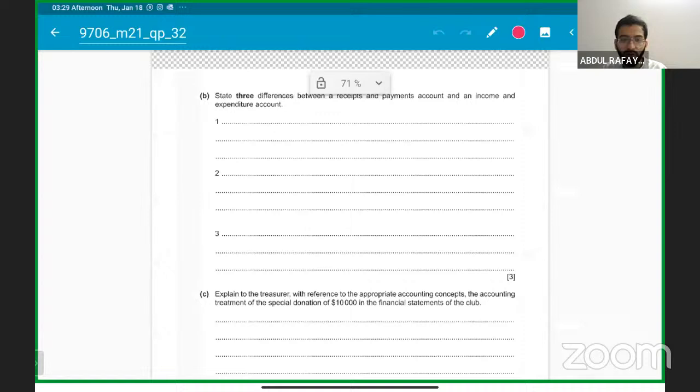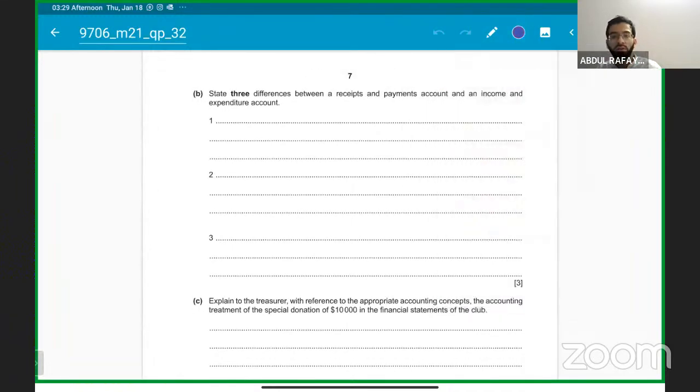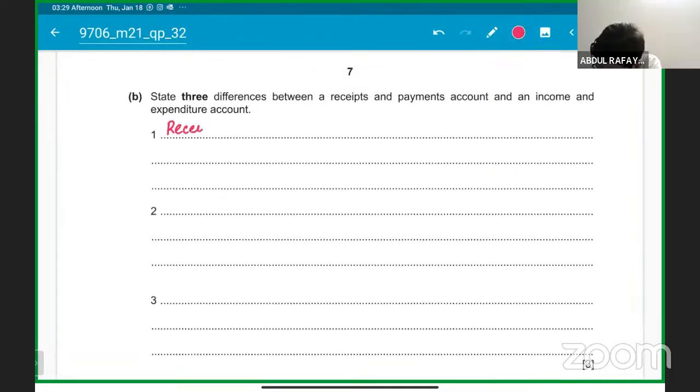Those are the three differences, because they have given us the points as well here. Students need to understand that a receipts and payments account is basically a summary of the cash transactions, cash and bank transactions, while the income and expenditure account is the summary of the income and the expenses for the club accounting. Everyone getting it clear, following there? So let me write it down. The first one, sir, receipts and payment account.